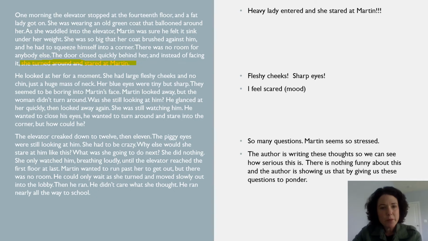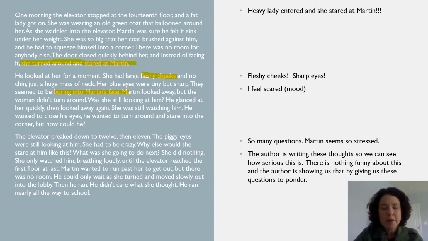He looked at her for a moment. She had large, fleshy cheeks and no chin, just a huge mass of neck. Her blue eyes were tiny but sharp. They seemed to be boring into Martin's face.